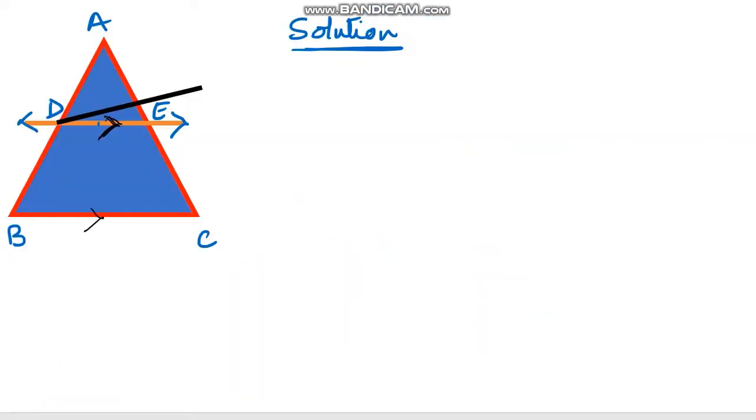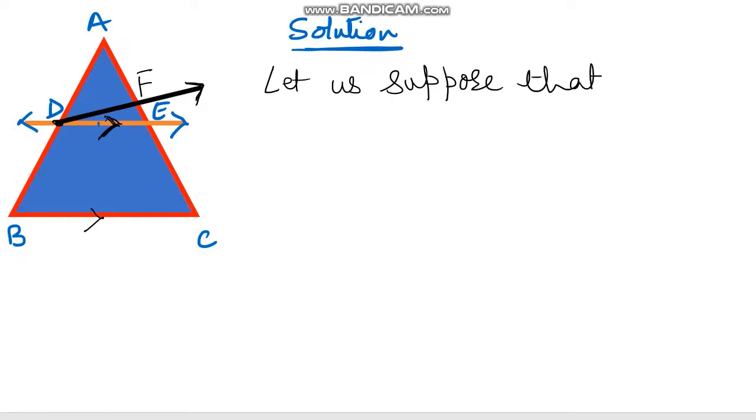Now let us say that DE is not parallel to BC and we are taking another line from D, that is DF, which is parallel to BC. So the beginning of the solution is, let us suppose that DE is not parallel to BC but DF is parallel to BC.